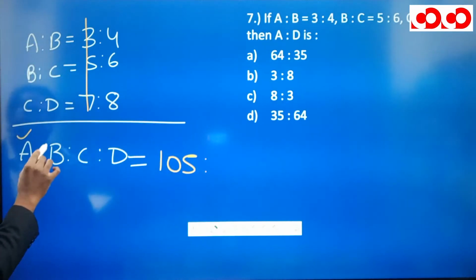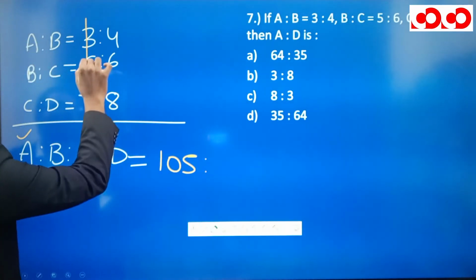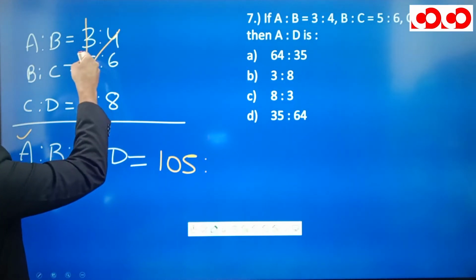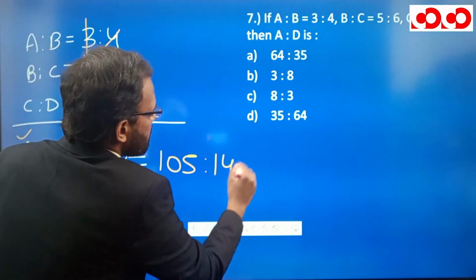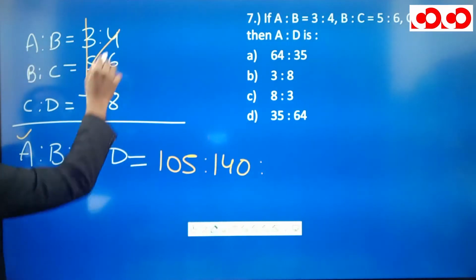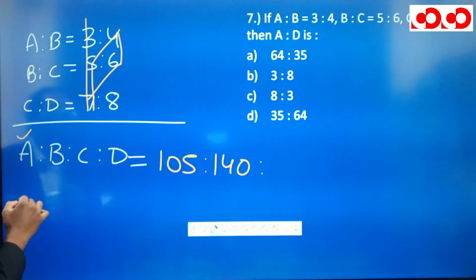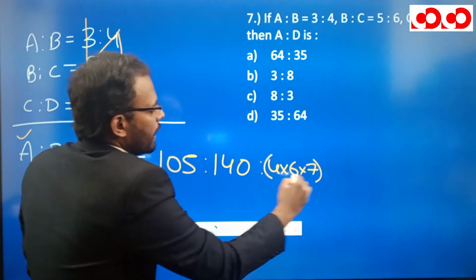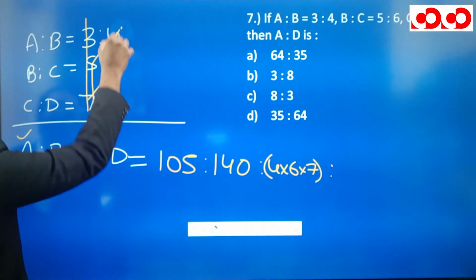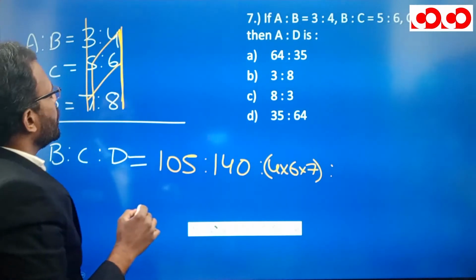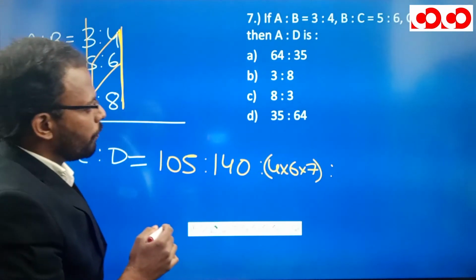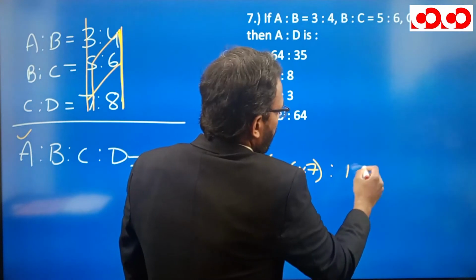Again, if you need to find B, you need to multiply the bottom number on the left and the top numbers on the right side. So 4 5s are 20 multiplied by 7 is 140. To get C, you need to take the top two numbers multiplied by the bottom number over here. So it will be 4 into 6 into 7. Let's keep it like that. Now the last number, you need to multiply these three numbers, which is 4 into 8 into 6. That is 4 into 8 is 32, into 2 is 64, multiplied by 3 is 192.